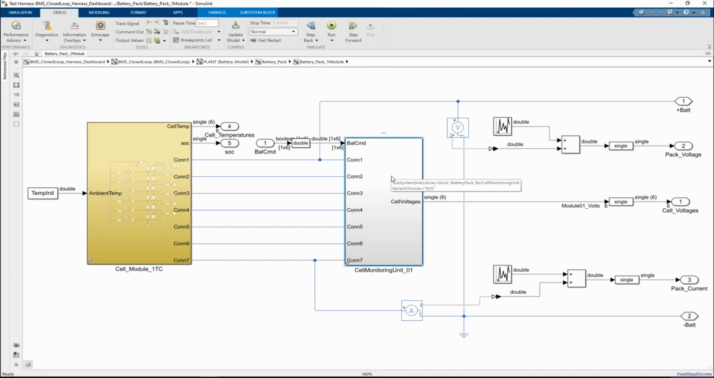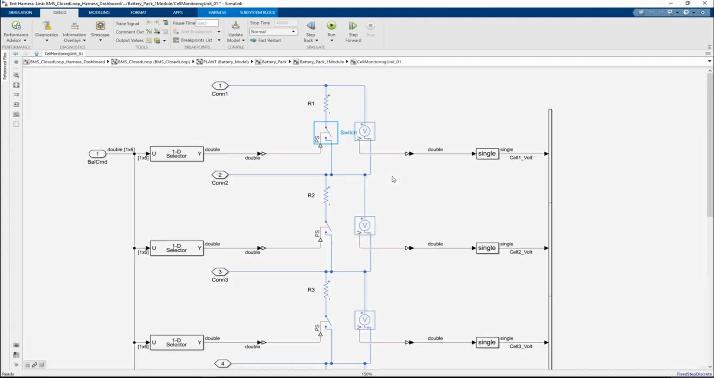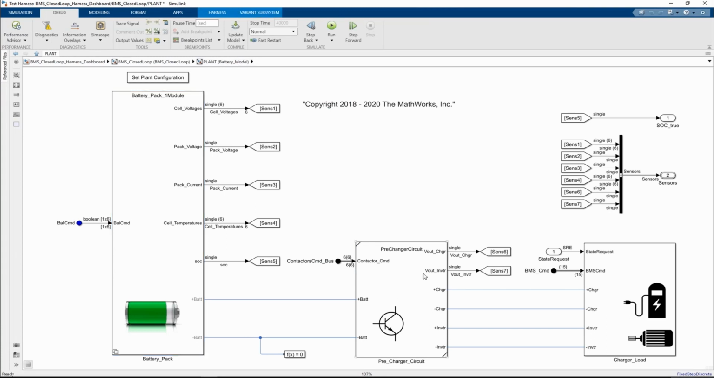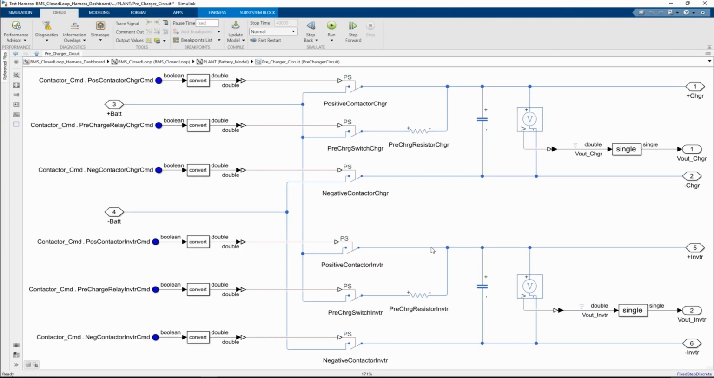Next to the battery pack, there is a subsystem with the passive balancing circuitry, which will be described in more detail later on. A further element of the plant model is the set of charger and inverter contactor circuitry.